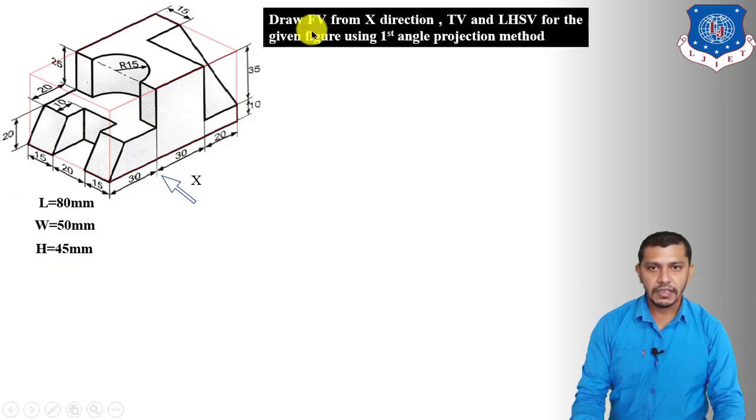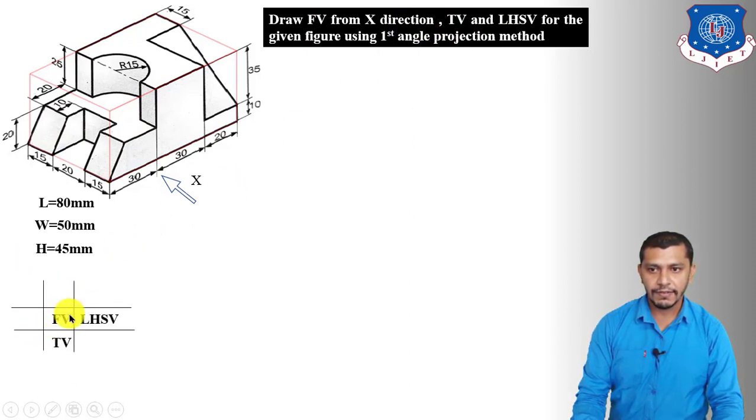Now the second thing is we have to position the front view, the top view and the left hand side view of the object by using the first angle projection method. So let us decide the position of the front view, top view and left hand side view. The top view will be below the front view and the left hand side view will remain on the right hand side of the front view.